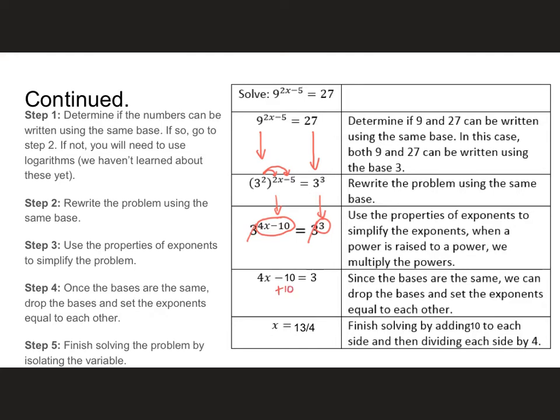I can add 10 to the other side. So I get 4x equals 13. And then divide both sides by 4. And I get x equals 13 over 4.